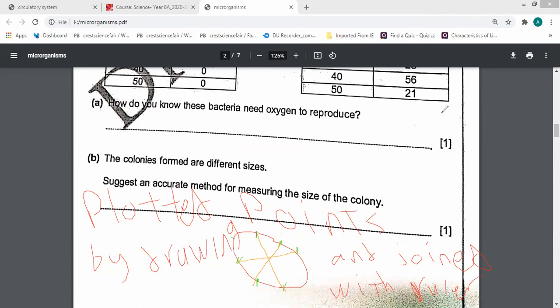You got it? Clear? Have you finished? Yes. Mr., one second. Okay, take your time. I will repeat the answer. Plotted points by drawing and joined with ruler. Have you finished? Yes, I am.